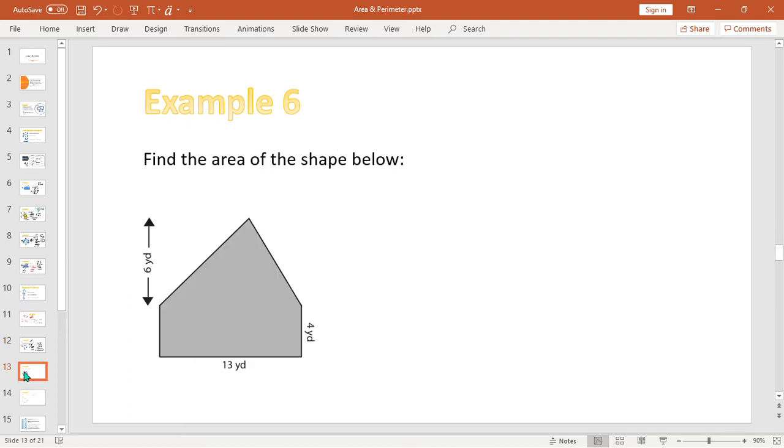Another compound shape. So just looking carefully at what you see, there's more than one shape. Divide it into things that make sense, not weird stuff.